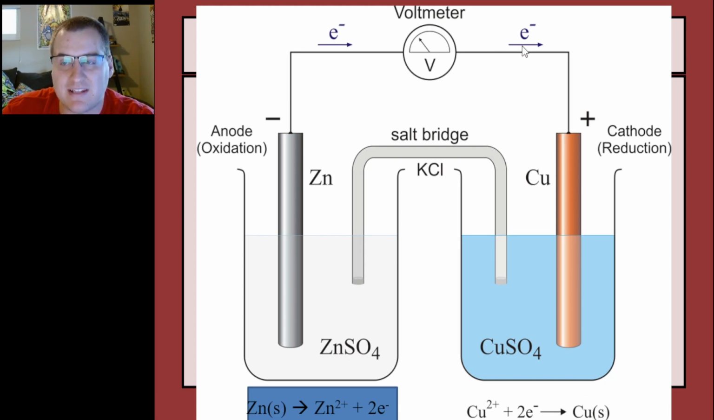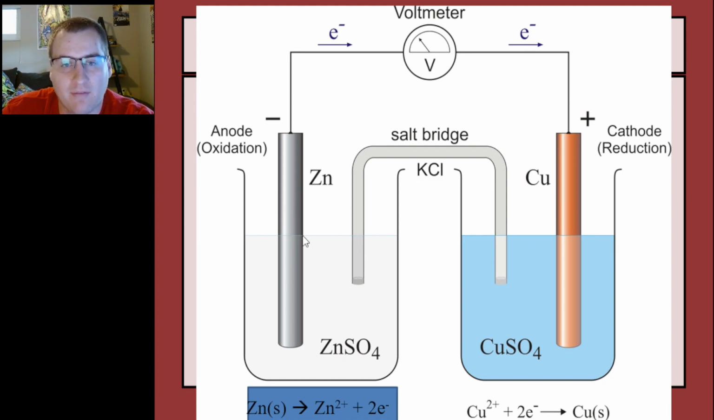So what's going to happen is as the electrons are entering this bar, they're going to combine with the copper 2+ in the solution to actually make more just regular solid copper. So over time, this copper bar is going to get bigger. We're going to add more and more copper atoms to it.